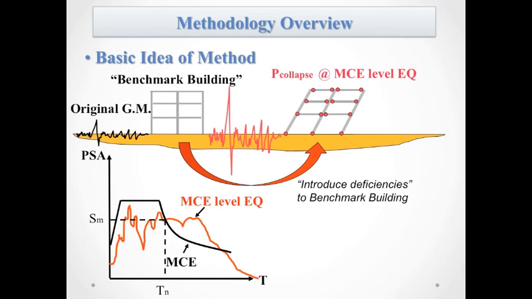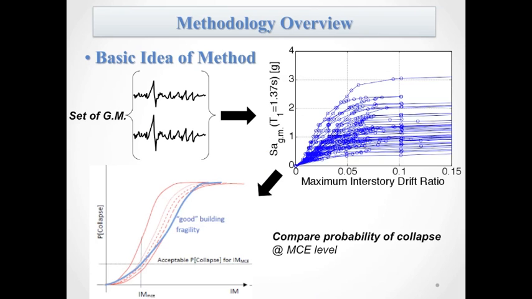So the idea of the method was to start with a benchmark building. This building is designed, as I said, like a new building and suffers from no deficiency, and we gradually introduce specific deficiencies and run many dynamic analyses. So we are selecting a set of ground motions, and here you can see these are incremental dynamic analysis curves. Basically we are scaling the ground motions, and each of these curves corresponds to one earthquake. We're doing statistics, and we are getting what are called nowadays fragility curves.